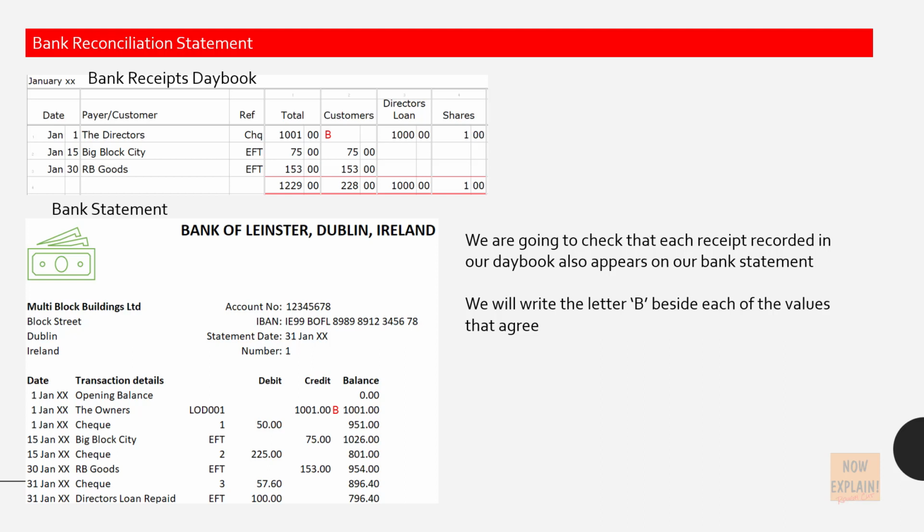There it is lodged in our bank statement, marked with a B. The €75 electronic transfer, and there it is on our bank statement. And 153 electronic funds transfer, again marked off with a B on our bank statement.